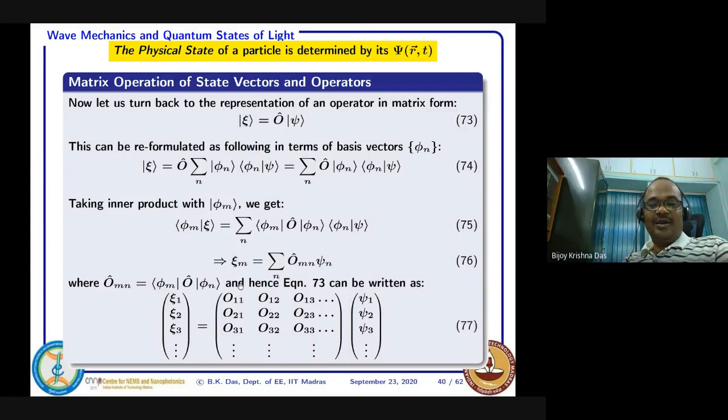You see, if you want to get m equal to 1, xi 1 means this row has to be multiplied by all these psi 1, psi 2, psi 3. O11 psi 1, O12 psi 2, O13 psi 3, O14 psi 4. That is actually giving you xi 1. For xi 2, you are getting O21, this row multiplied by this one, and so on. Now you see this equation has become a very nice matrix form. The only thing is that these operator elements you have to actually calculate according to this equation.